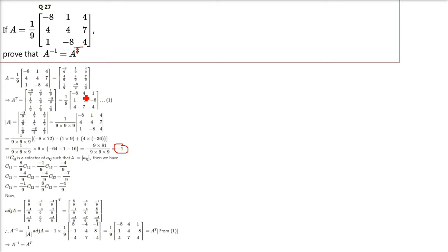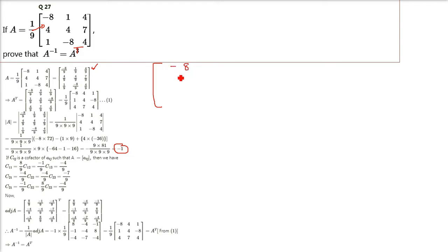Now, see, first you have to multiply inside. For adjoint A, first you have to multiply this inside, because you cannot have things taken out and then find the adjoint of the inside one.